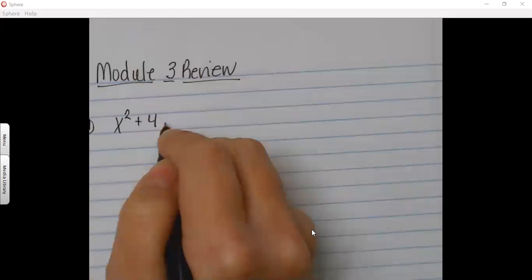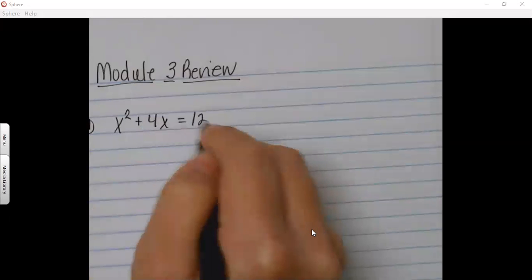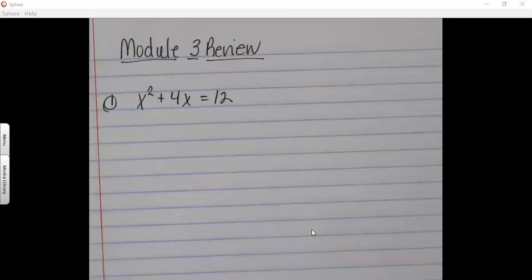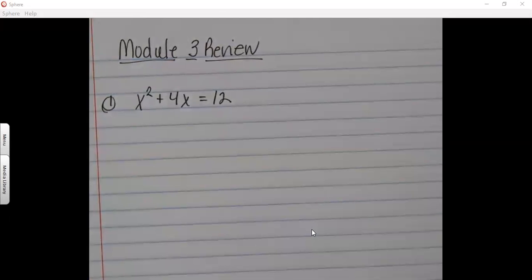Solve by factoring. So we have x squared plus 4x equals 12. So remember, when you are using the method of factoring, the first thing you want to do, and you may need to go back and review your notes. Can you use notes on your test? No, you cannot use your notes on your test.